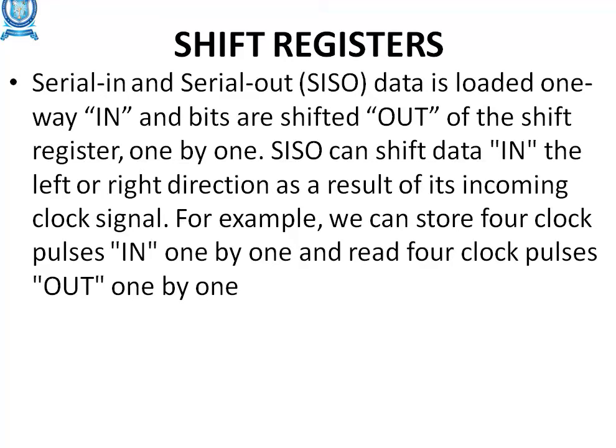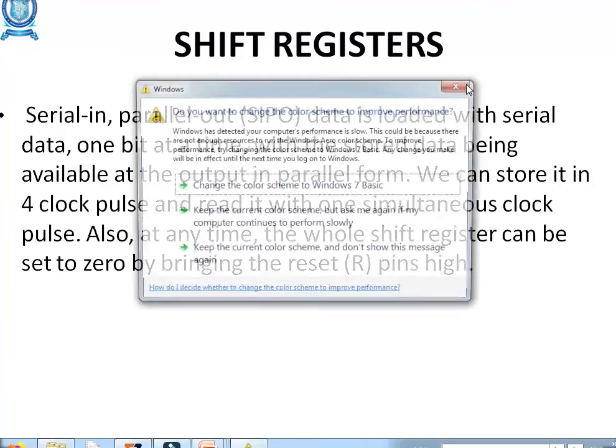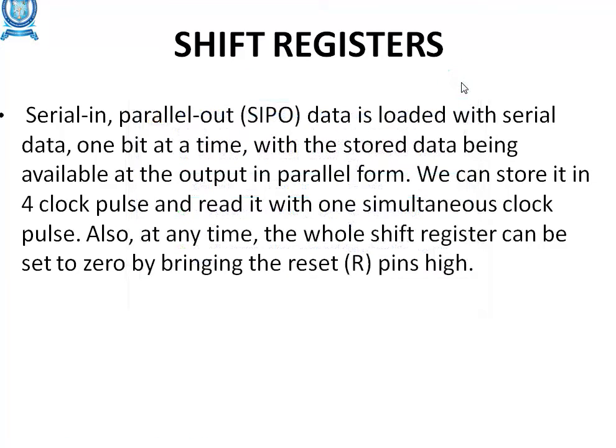This happens with the incoming clock signal. For example, we can store 4 clock pulses in one by one and read 4 clock pulses out one by one. Serial in, parallel out means data is loaded as serial data, one bit at a time, and the stored data is available at the output in parallel form. We can store the data over 4 clock pulses and read it in a single clock pulse. Also, at any time the register can be set to 0 by bringing the reset pin high.